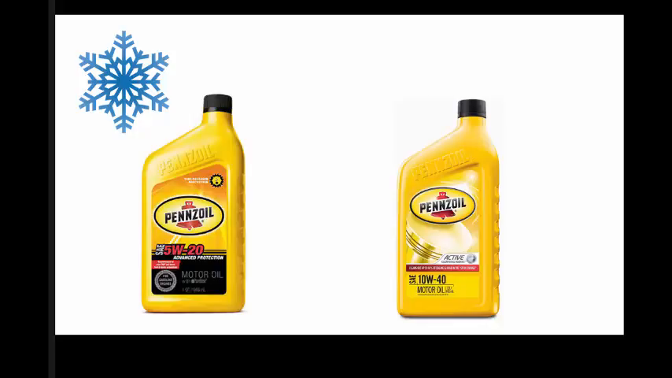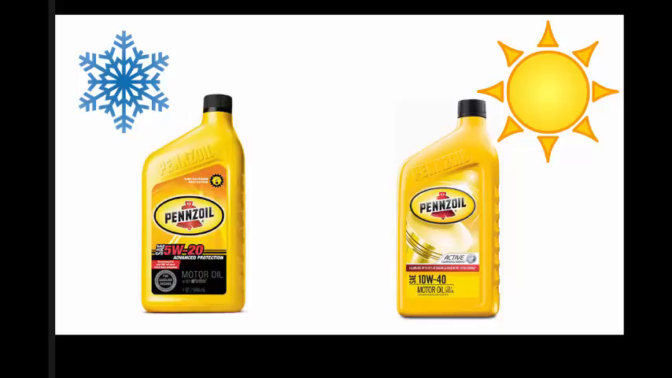Summer grade oils are formulated differently. A summer grade oil needs to be able to lubricate at very hot temperatures. Think about sitting in traffic on a hot day when your engine is running at a very high temperature. Summer grade oil should be more viscous or thicker in appearance so that it doesn't burn up on those very hot days. So summer grade oils are designed to continue to lubricate and protect the engine at extremely hot temperatures.